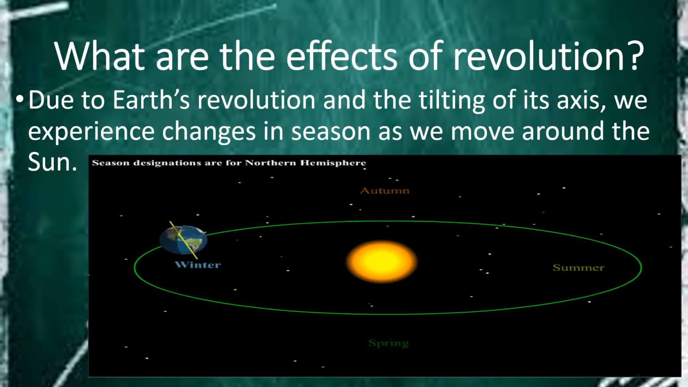Due to Earth's revolution and the tilting of Earth's axis, we experience changes in season as we move around the Sun. In the given illustration, taking note of the changes in season for the Northern Hemisphere, when the North Pole is tilted towards the Sun, the Northern Hemisphere experiences summer. When the North Pole is tilted away from the Sun, the Northern Hemisphere experiences winter. When both the North and South Pole receive sunlight at the same time, it is either autumn or spring.